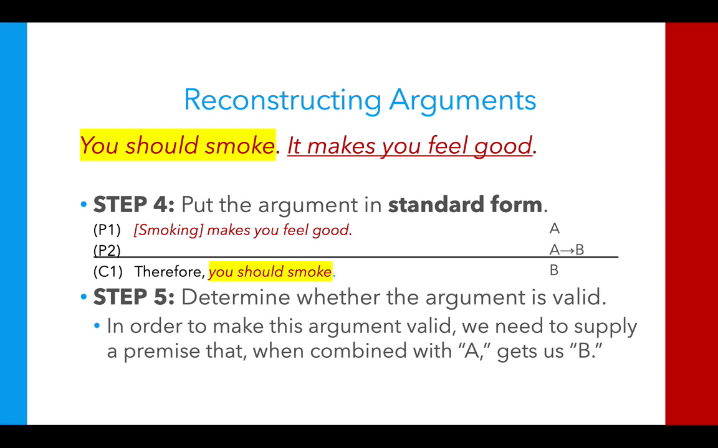If you look at your valid forms, you might know, well, if I've got a simple statement and I need to get another simple statement, I can just have a conditional, a premise that says if A, the premise, then B, the conclusion. So I'm going to fill that in. If smoking makes you feel good, if A, then you should do it. You should smoke. Or B. And this argument, now that I've filled it in with a missing premise, is a valid argument.